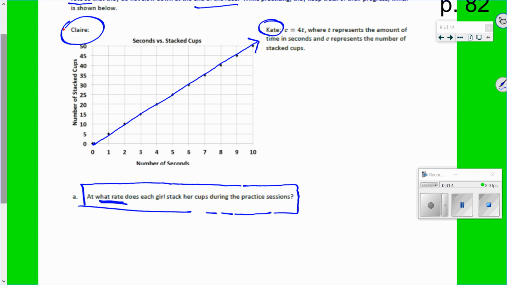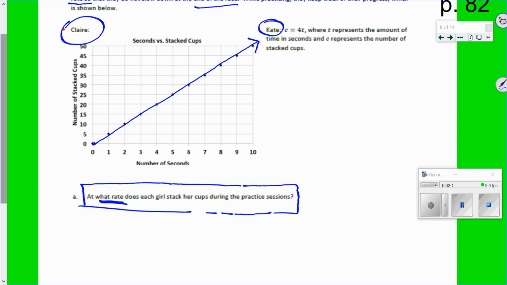Okay. All right. Let's talk about Claire first. What am I going to do? How am I going to find out? What am I trying to find? The unit rate, which is what? The unit rate of the stacked cups per second. If we're doing unit rate, it's how many seconds? 1. Good. Per 1 second.